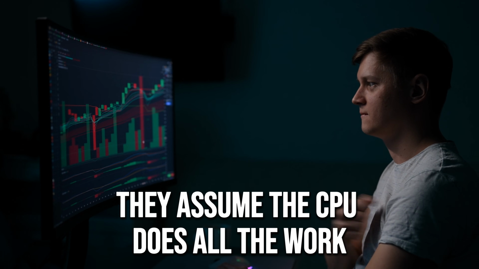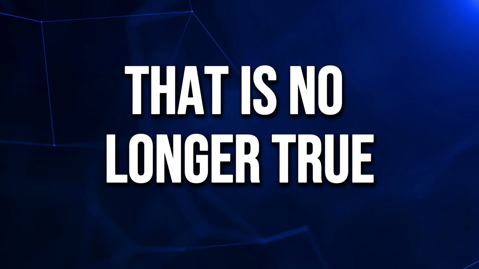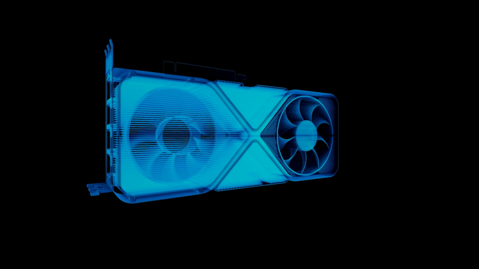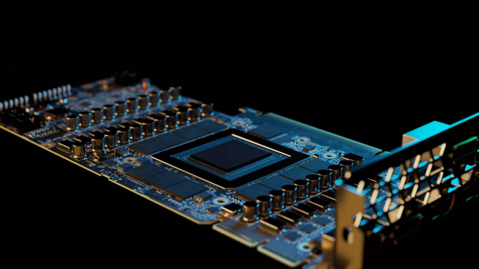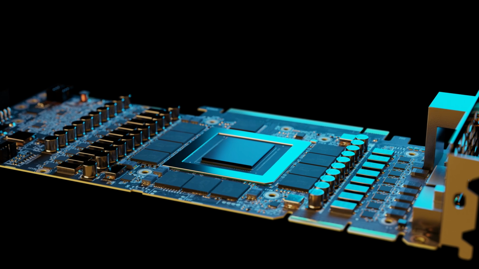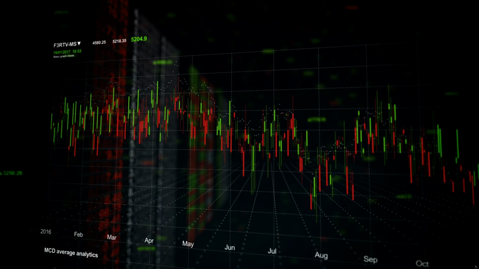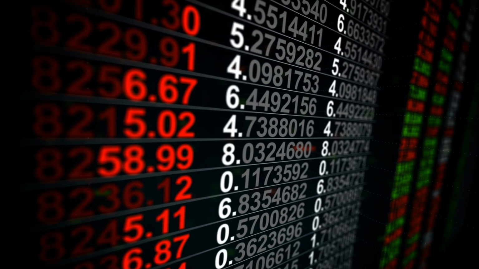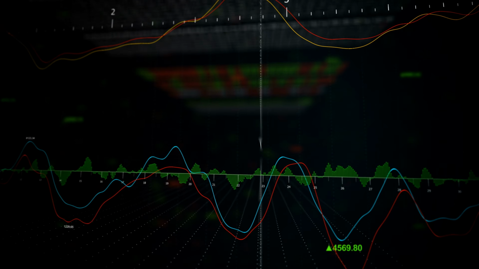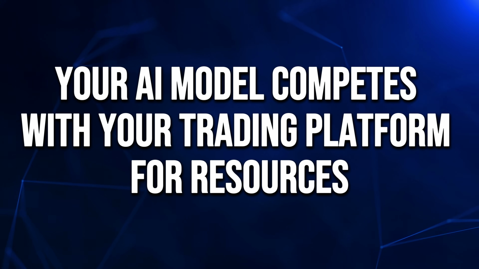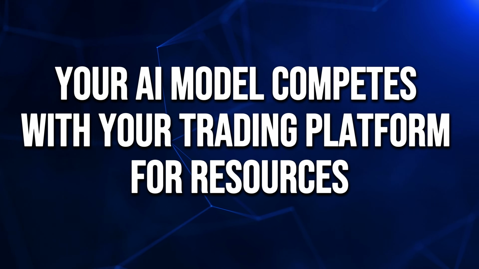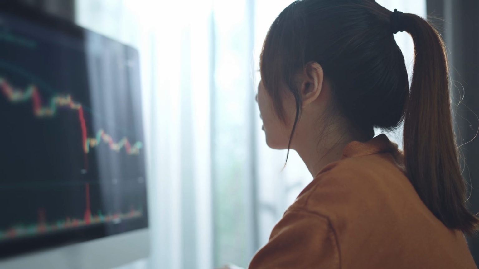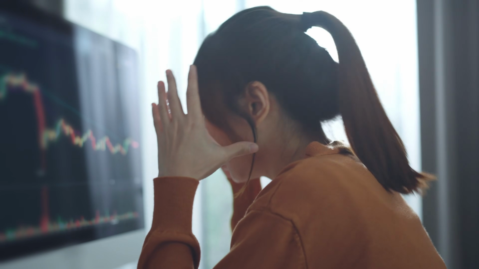They assume the CPU does all the work. But with AI, that is no longer true. Your graphics card, your GPU, also known as your graphics processor, becomes the primary compute engine for heavy parallel math. Modern AI workloads are designed to run thousands of simultaneous calculations, and that's exactly what the GPUs are built for. If your graphics hardware is weak or it's outdated, your AI model competes with your trading platform for resources, and that will create lag, instability, and delayed responsiveness.